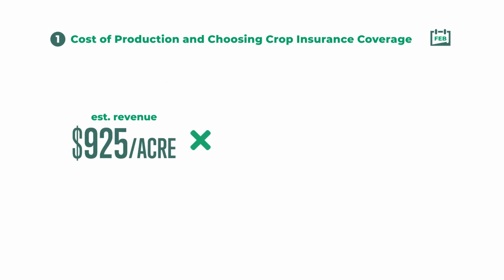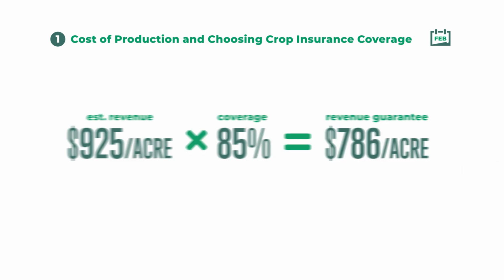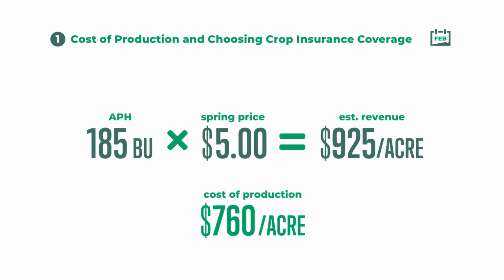As you can see, this doesn't quite cover your estimated cost of production. Instead, you might opt to raise your coverage to 85%, securing $786 per acre. Note that this higher level of coverage will impact your cost of production. So in this example, we'll assume it adds $10 per acre, making your new cost of production $760. The $786 per acre revenue guarantee would cover your cost of production and give you some wiggle room for profit. Of course, we know there are factors that can affect these numbers. If your production increases or decreases, you incur additional expenses, or prices fluctuate, your numbers will be impacted.